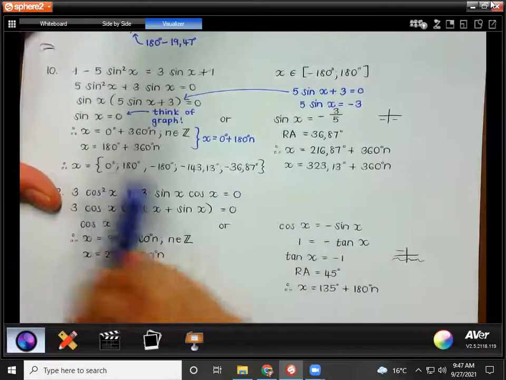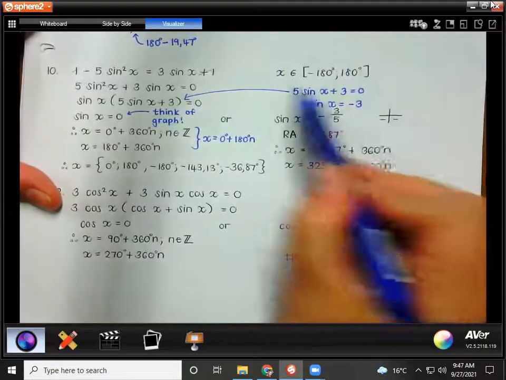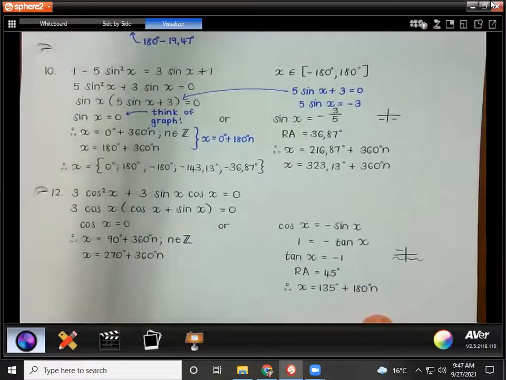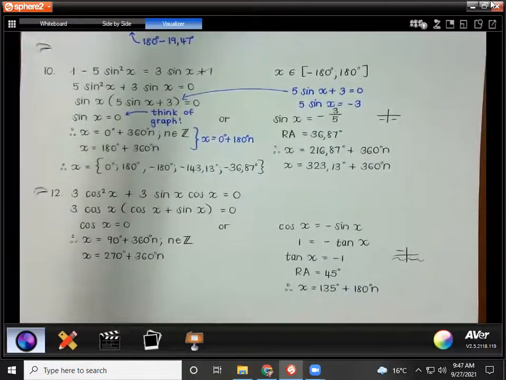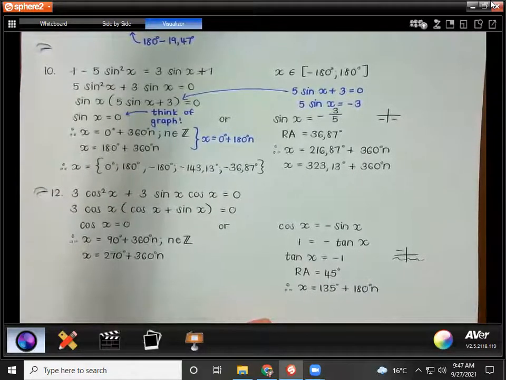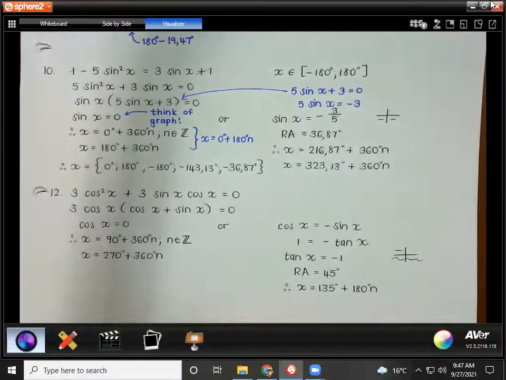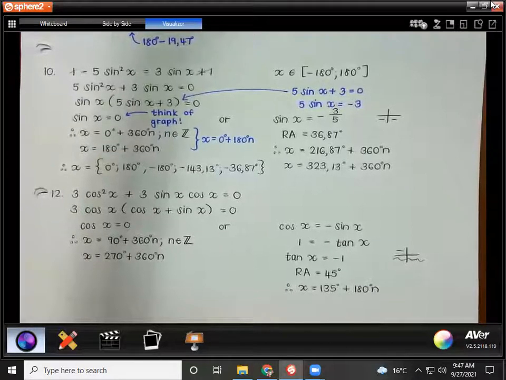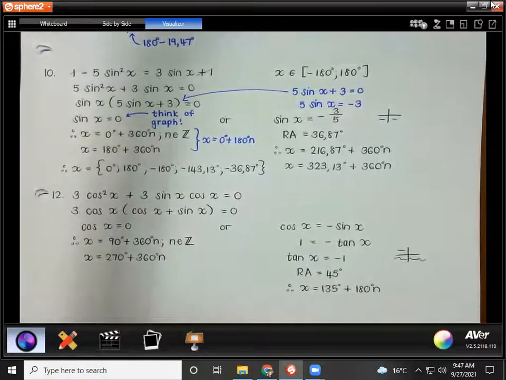Okay, and for this one, they also wanted specific solutions, so between -180 and 180. So there were only 4 there. Let me know if I left, oh, sorry, it's 5. Let me know if I left anything out there. So start by making n equal to 0 in both of your equations, then make n equal to 1, and then n equal to -1. Those were the only ones that worked in this case. Any questions, guys? Let me quickly check.